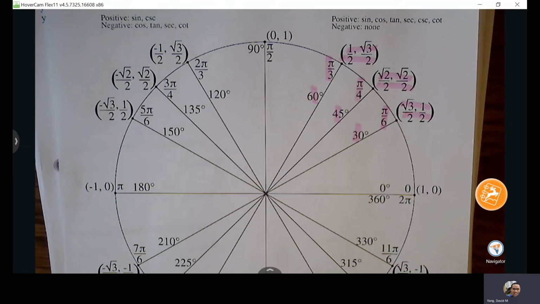And then just make sure you have your signs correct. Second quadrant is negative followed by positive. Third quadrant is negative, negative. Fourth quadrant is positive, negative.